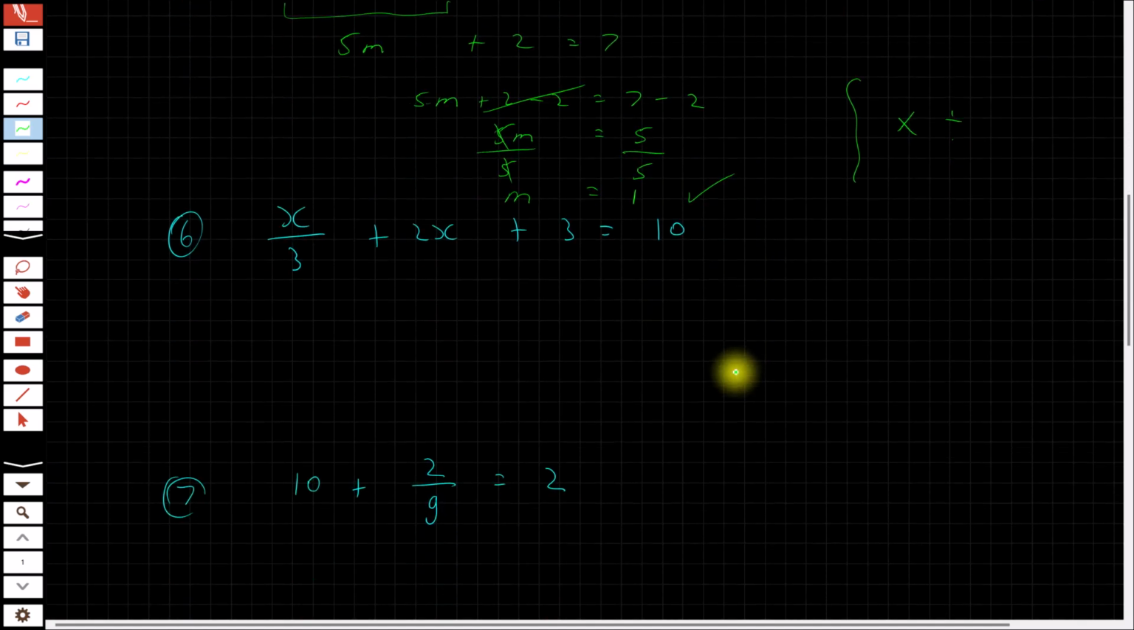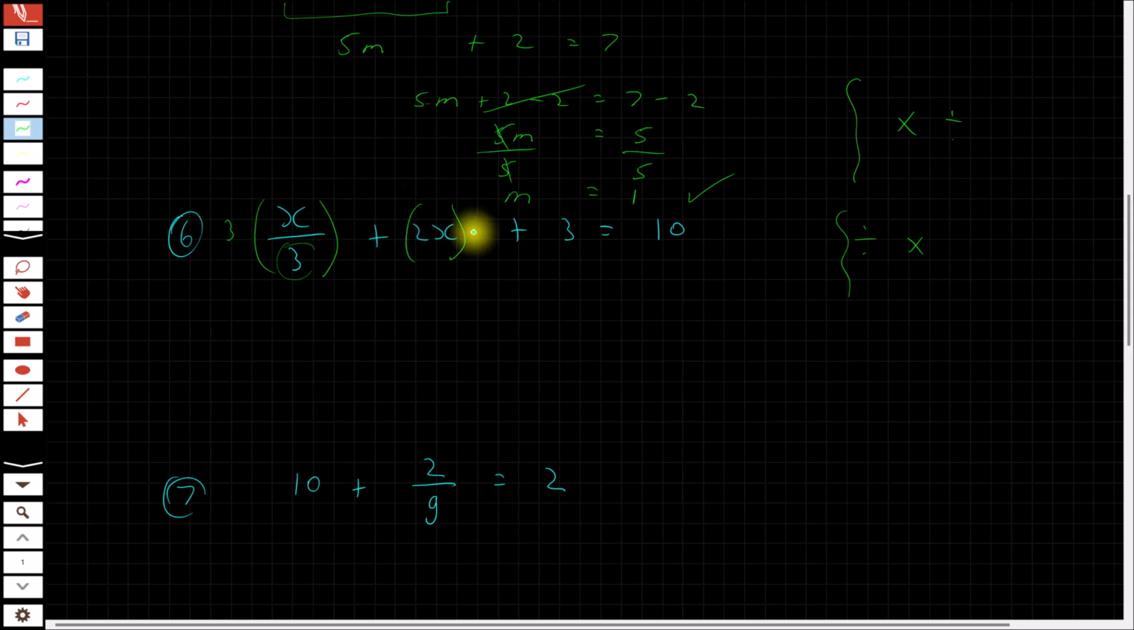Our next one, we have x divided by 3, or x over 3, plus 2x plus 3 equals 10. Let's firstly get rid of this 3 on the bottom line here. So remember, the opposite of a divide is a times. So to get rid of this 3, we need to times it by 3. So let's times it by 3.